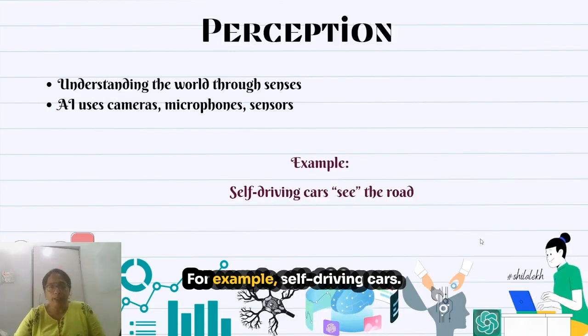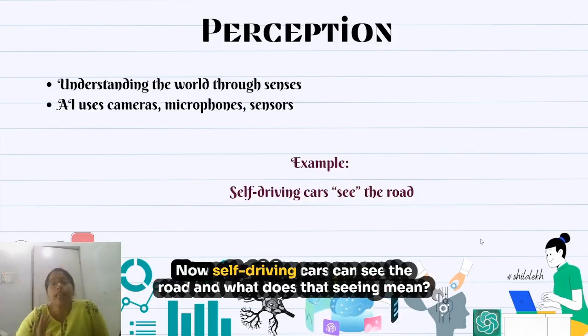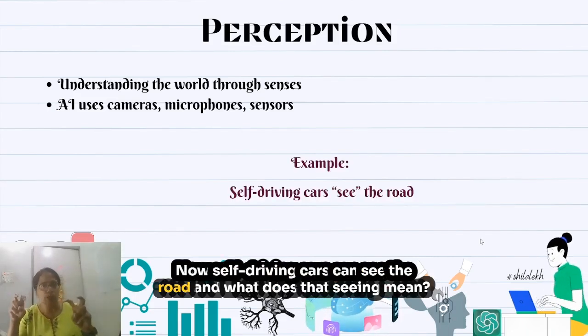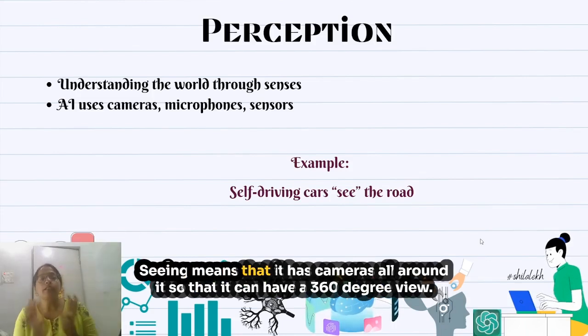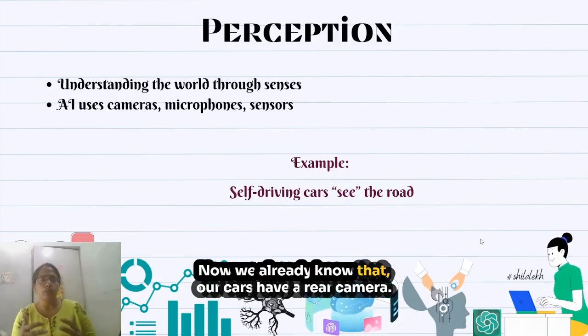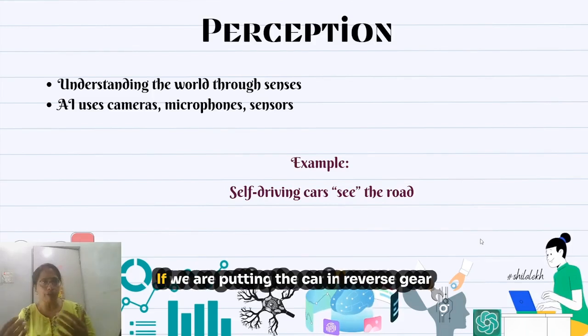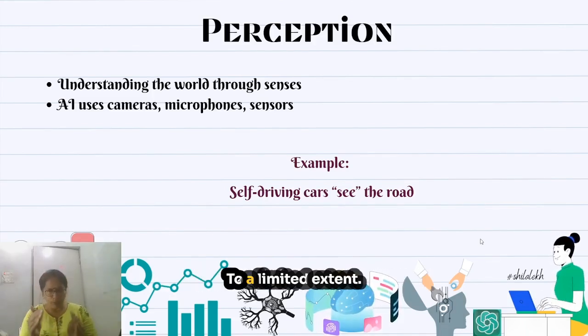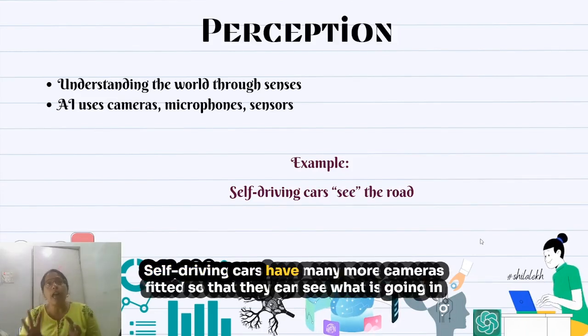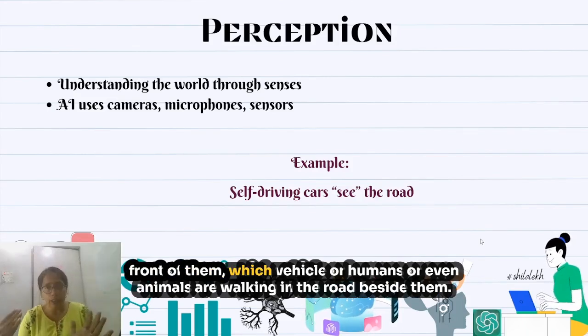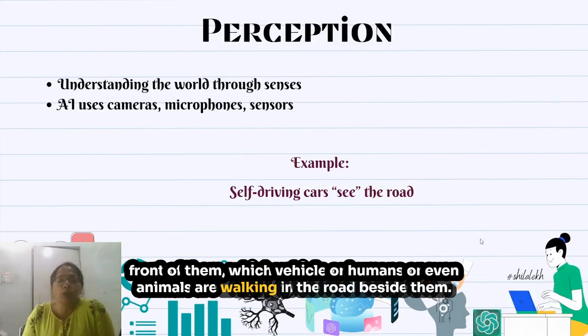For example, self-driving cars. Now, self-driving cars can see the road. And what does that seeing mean? Seeing means that it has cameras all around it so that it can have a 360-degree view. Now, we already know that our cars have a rear camera. If we are putting the car in reverse gear, then we can see what is there to a limited extent. Self-driving cars have many more cameras fitted so that they can see what is going in front of them, which vehicle or humans or even animals are walking on the road beside them.